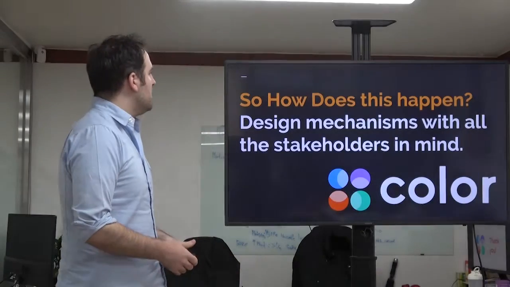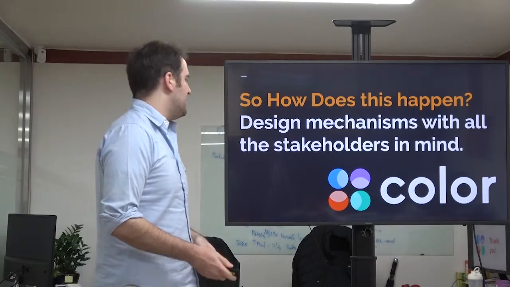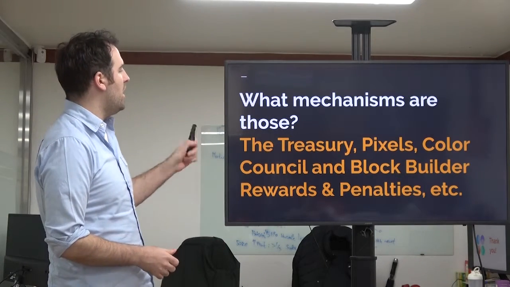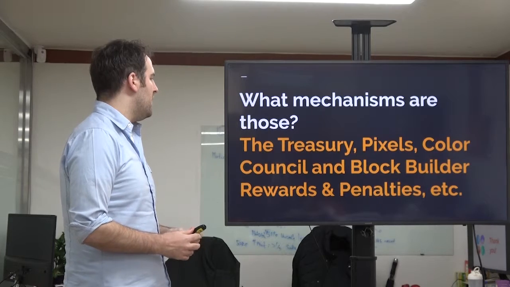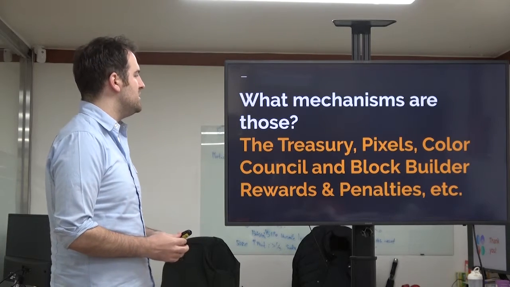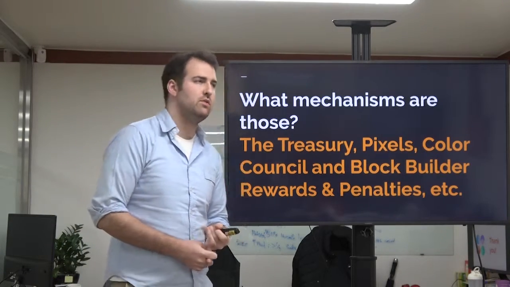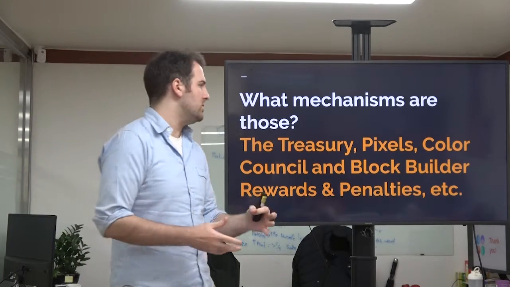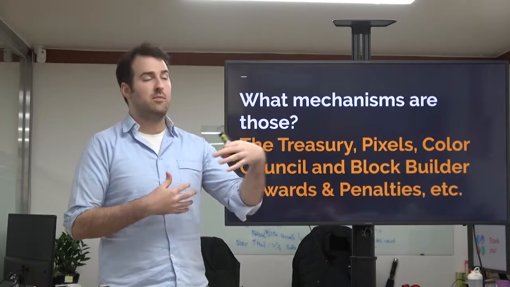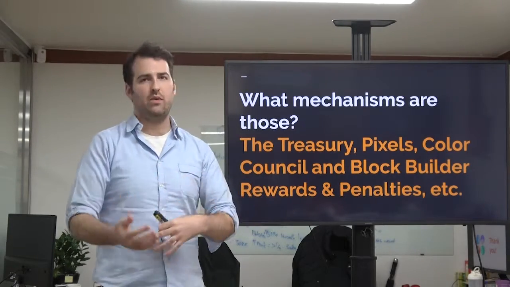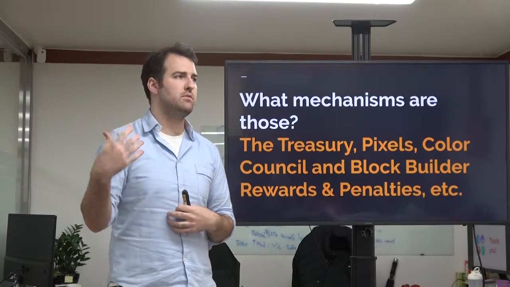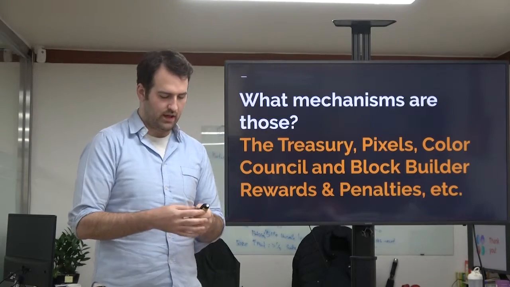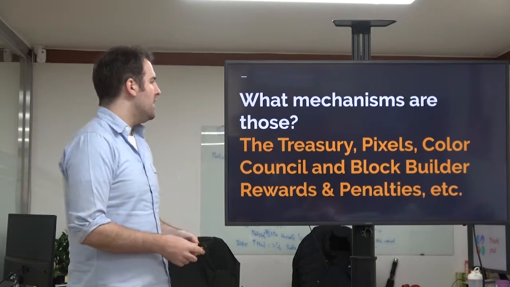So moving on, how does that happen? We have to design mechanisms with all stakeholders in mind. So what does that mean? Our major design choices were, we needed a treasury to have part of the block reward funds be used where the community could decide where that money went, whether it be for marketing projects, other design efforts, or other development efforts, etc.